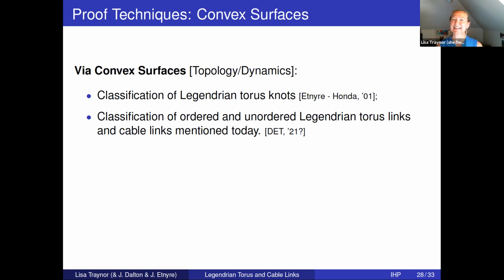This convex surface technique has worked really well for showing things are equivalent, and also for showing that you can't, where you're getting obstructions. All the results I mentioned today about the classification of Legendrian torus knots by Etnyre and Honda were done with convex surfaces, and all the results about the torus links and the cable links have also been done by convex surfaces.